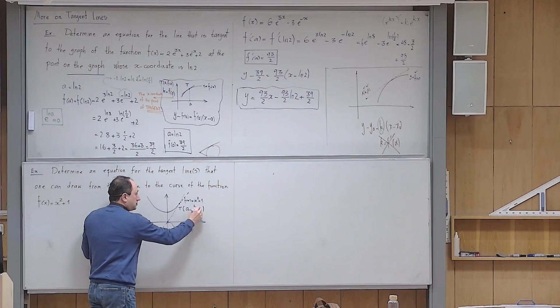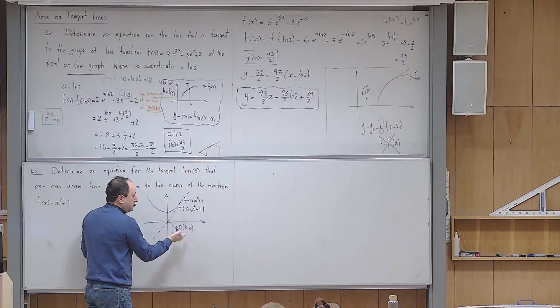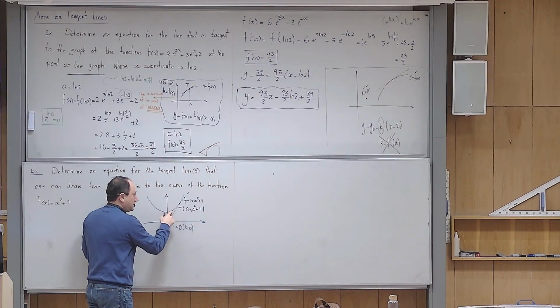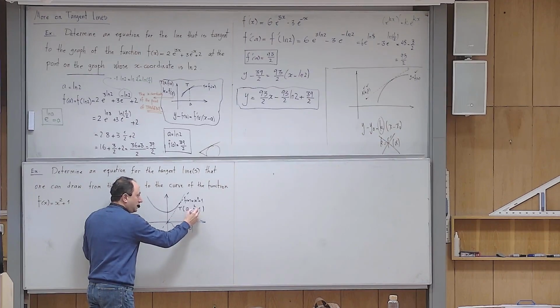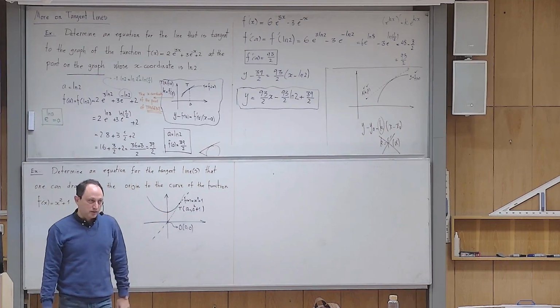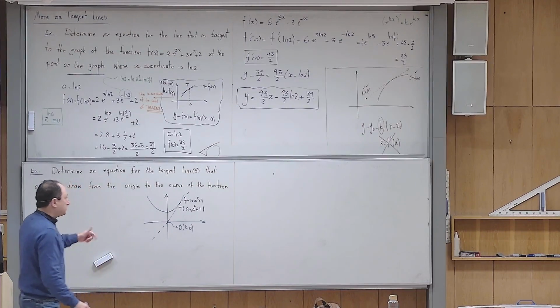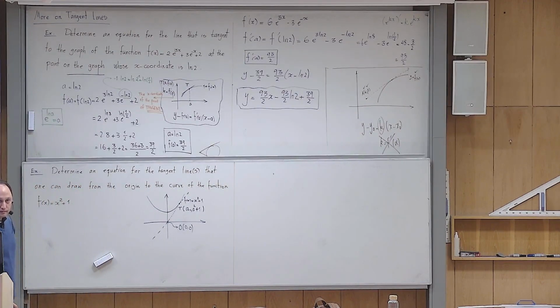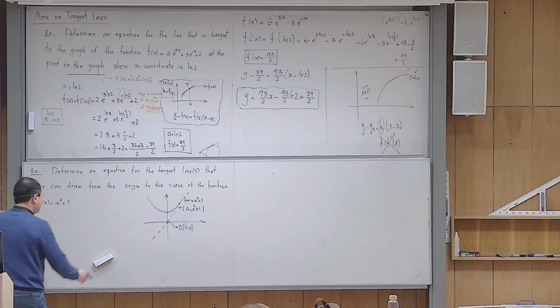Because the point of tangency, by definition, is the point which lies on the tangent line as well as the curve, yes? So if I pretend I know the x-coordinate of the point of tangency and it is A, then the y-coordinate is definitely A squared plus 1 in this case, yes? And then solve the problem as before. Okay, what do I mean?